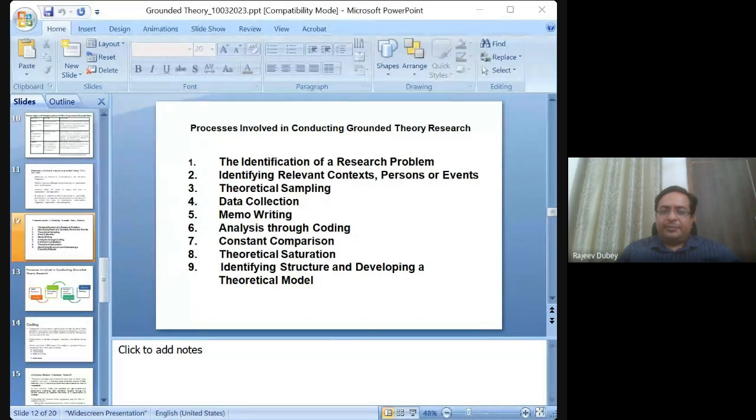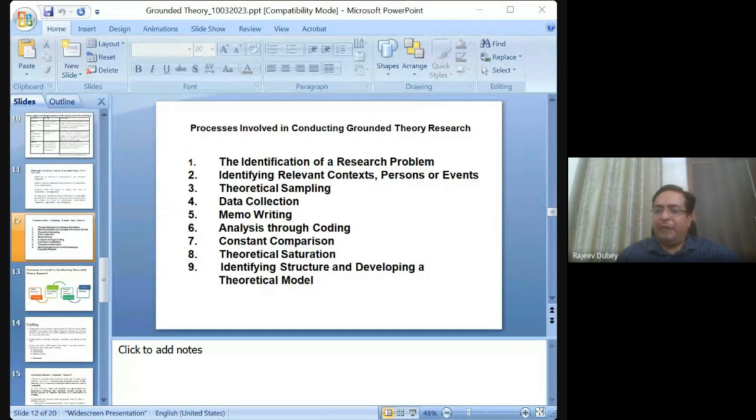Whereas, when theoretical sampling is used, they cannot know in advance what to sample for and where it will lead, because the field is qualitatively new. So what happens? Say, for example, awareness of dying in terminally ill patients. You start talking to people. From that emerge concepts, and from concepts emerge categories. And you keep on talking to people until you are able to acquire various aspects of those concepts.